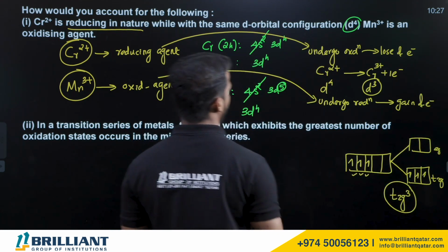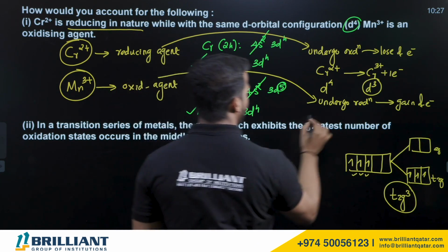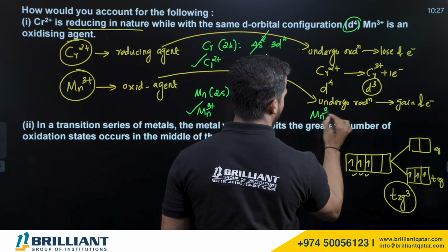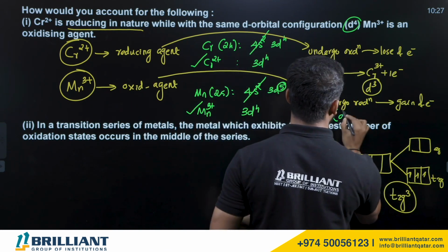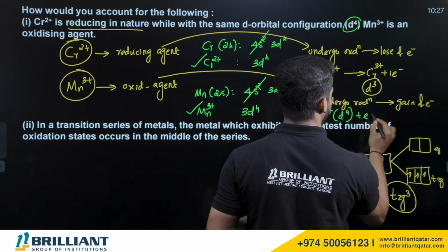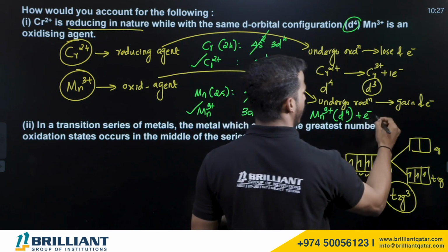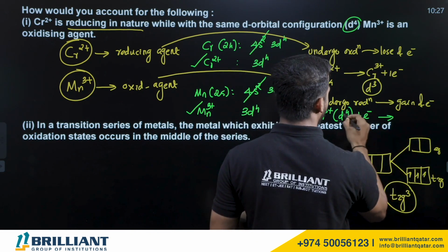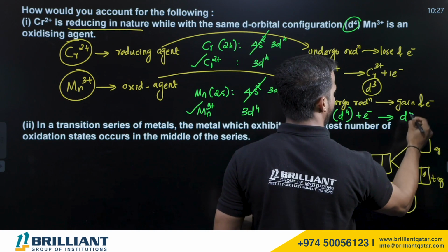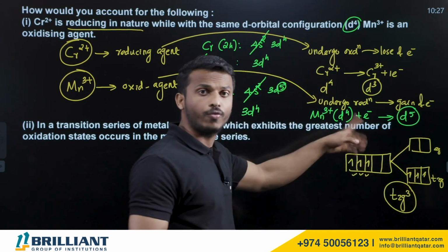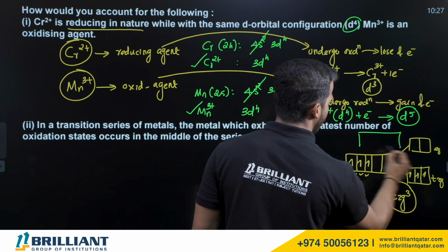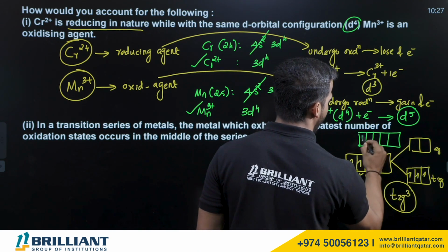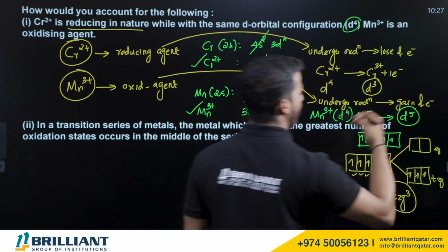Dear all, let's go. Manganese 3+ is the species they gave initially. Manganese 3+, what is the configuration? d4. Manganese 3+ means d4. When it gains 1 electron, what does it become? d4 is converted to d5. Is the d5 configuration stable or not? Yes, right. The d5 configuration means the d orbital is half filled, so it is stable.